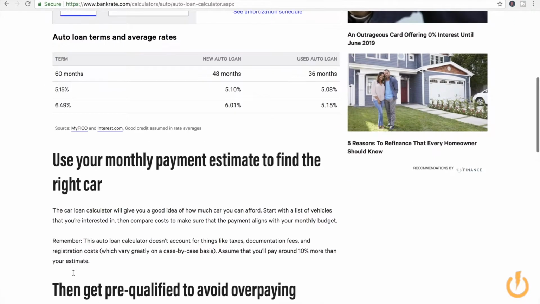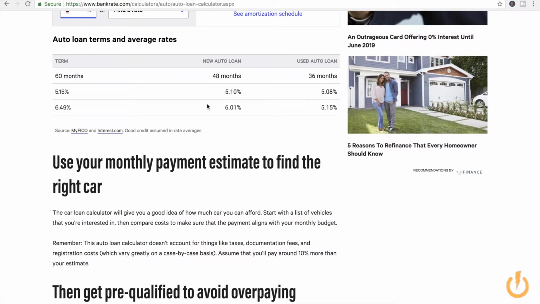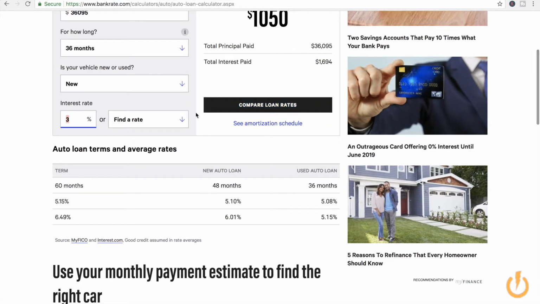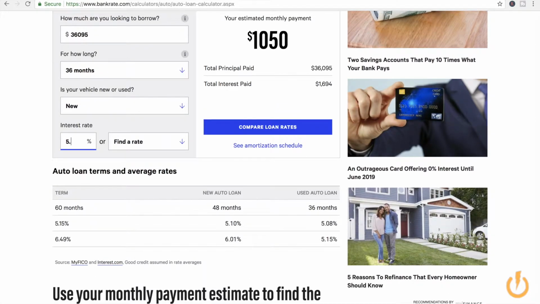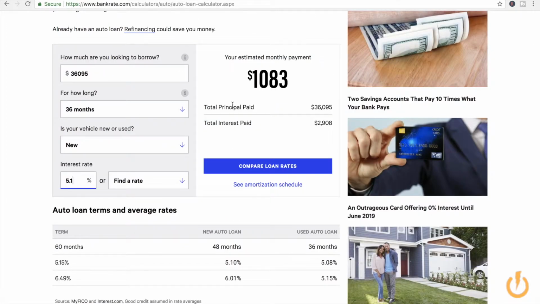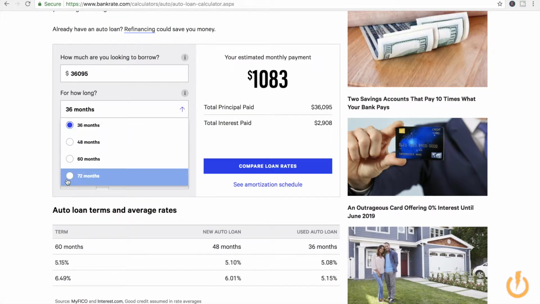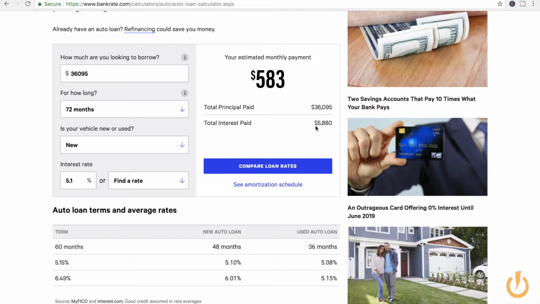And if you scroll down, you'll see like how much the average auto loan for a new and used car is. So let's say if we went with, let's just go with the average, it's 5.1%. Over the course of 36 months, it will cost us $2,900. Now, if we extended this loan to a full 72 months, this will cost us double the price. This should be a no-brainer, but the longer that you're paying on the car loan, the more that you're paying for the car in interest.